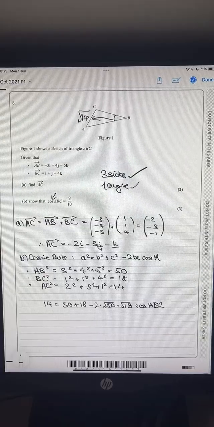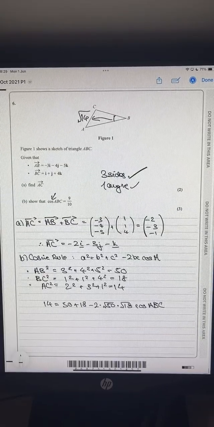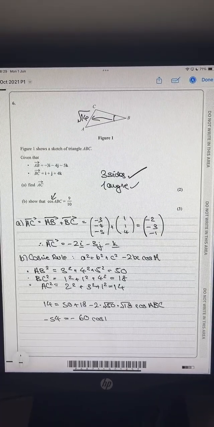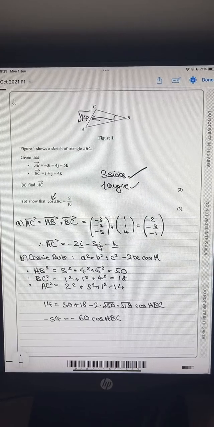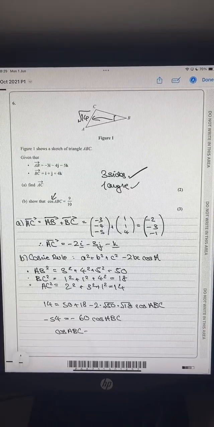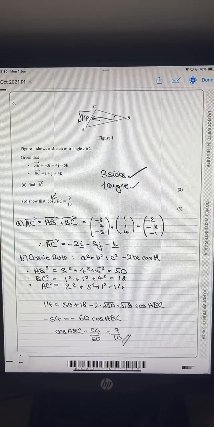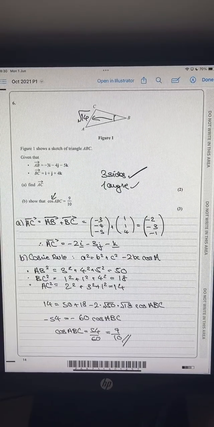And all I have to do is manipulate this. So bringing all my constants onto one side without the roots, I have -54 is equal to -60 cos ABC. And this is looking nice because I have a multiple of 9 and a multiple of 10. So then I just have cos ABC is equal to 54 by 60, which is equal to 9 by 10. And that is exactly what they wanted me to prove.